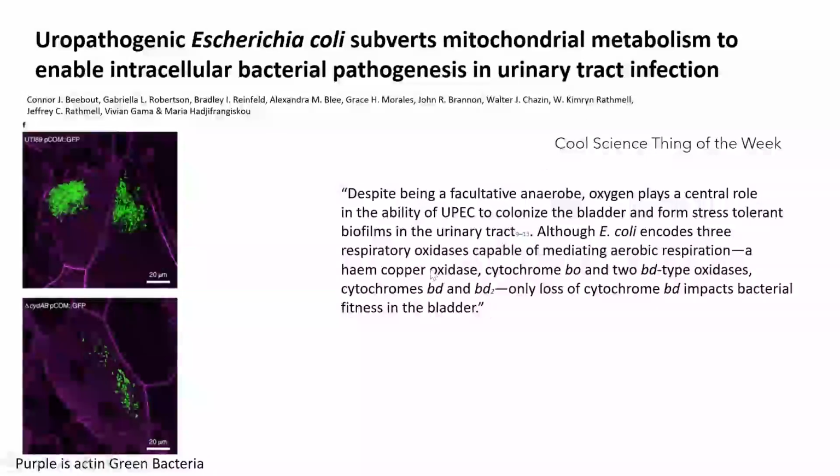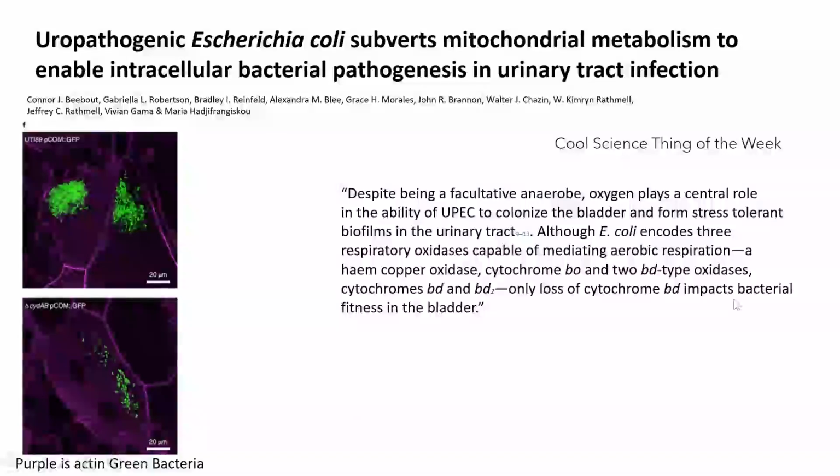So, from the authors, despite being a facultative anaerobe, we know that oxygen plays a central role in the ability of UPEC, which is uropathogenic E. coli, to colonize bladder and form stress-tolerant biofilms in the urinary tract. So the biofilms help them survive and latch on and create a persistent infection. Although E. coli encodes 3 respiratory oxidases capable of mediating aerobic respiration, a heme copper oxidase, a cytochrome oxidase BO, and 2 BD type oxidases, cytochrome BD and BD2, only the loss of cytochrome BD impacts bacterial fitness in the bladder.